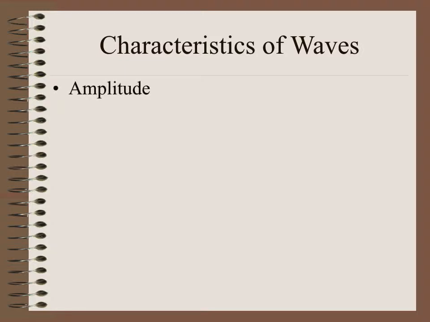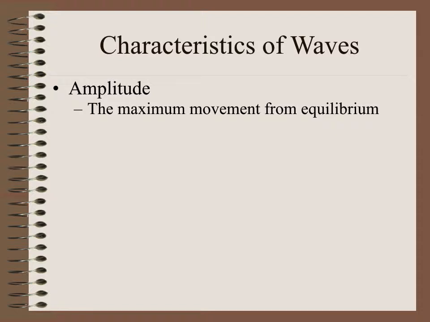Next, we have what we call the amplitude of the wave. The amplitude is the maximum movement from equilibrium. Or, in the case of a transverse wave, we can say it's the height of a wave. We will be symbolizing it as a capital letter A. And although a capital letter A is also used for area, there's going to be no formula that is going to involve amplitude, so it shouldn't be confusing.